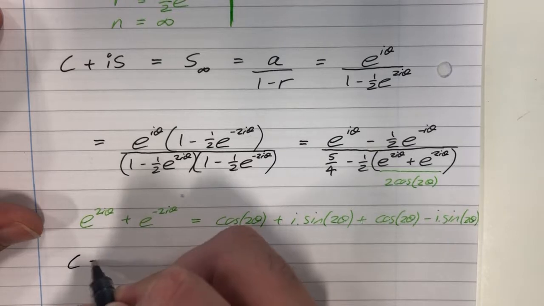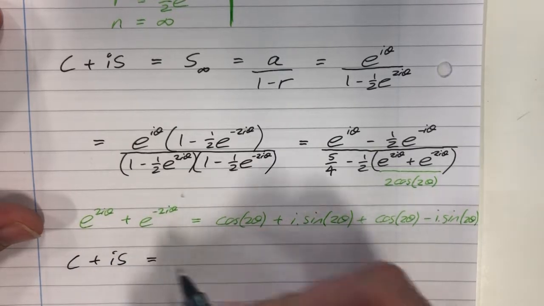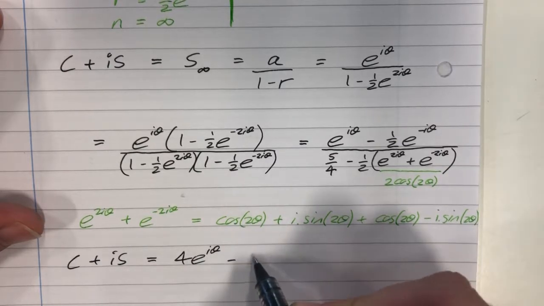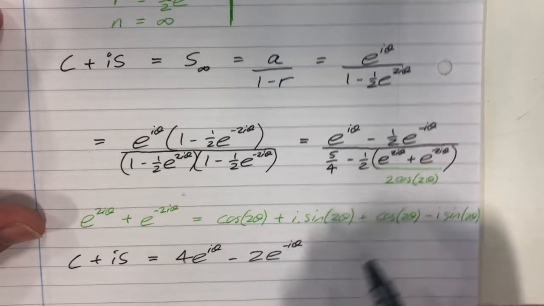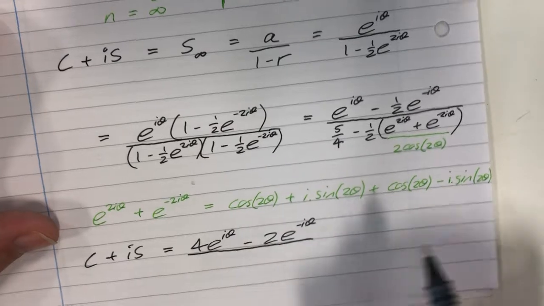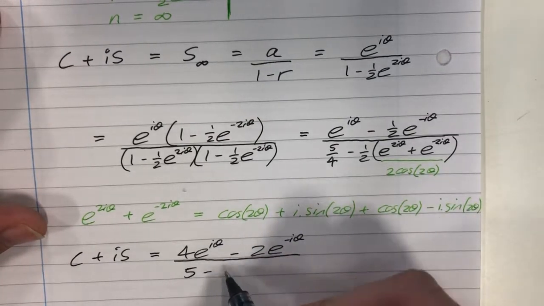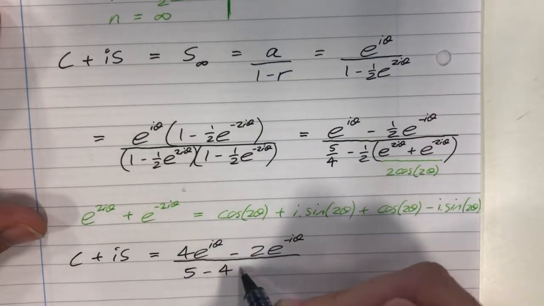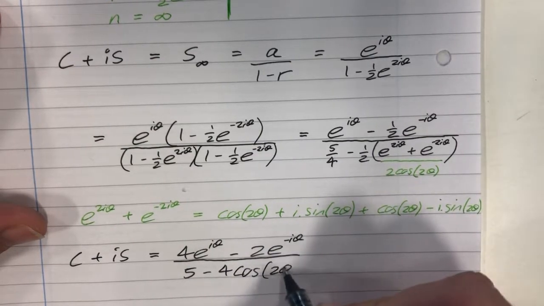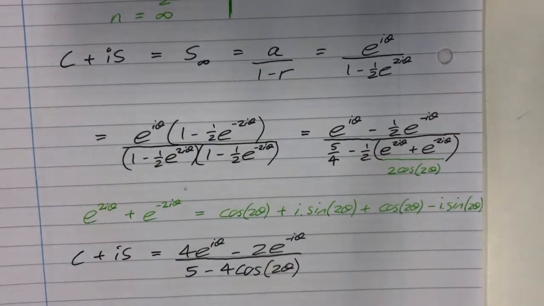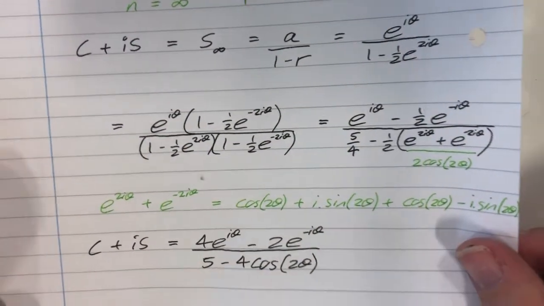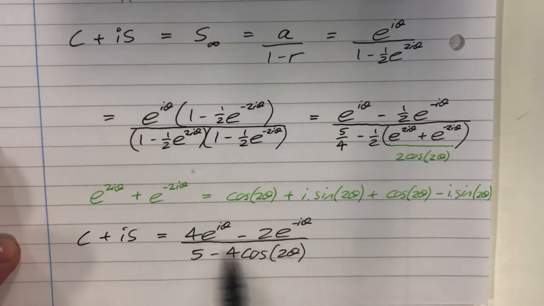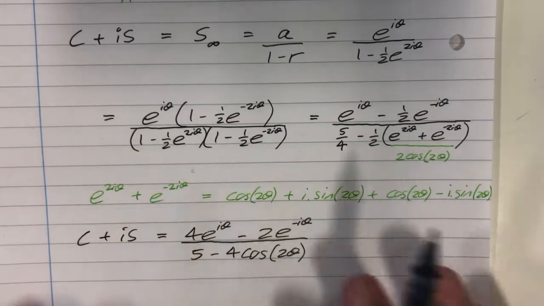So this C plus iS is now just equal to 4e to the i theta minus 2e to the minus i theta, all divided by 5 minus the 2 there will cancel with a half, so the 4 actually affects the whole thing there, cos of 2 theta. Well, how does that help us find C and S? Because we've just still got the amalgamation. Well, C is the real part of this, and S is the imaginary part of this.